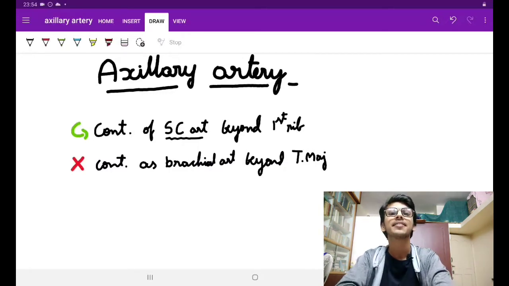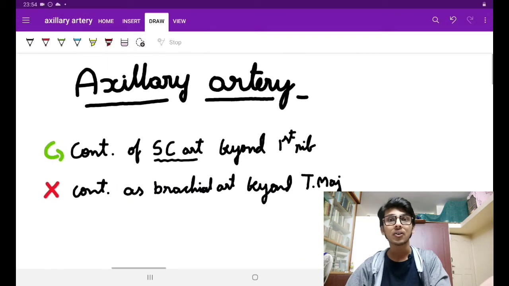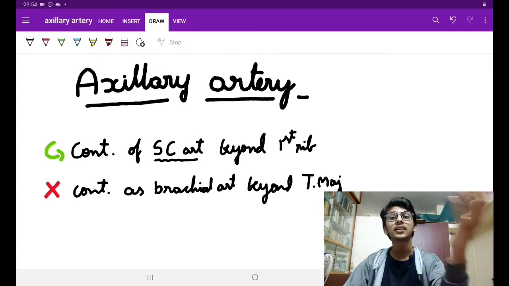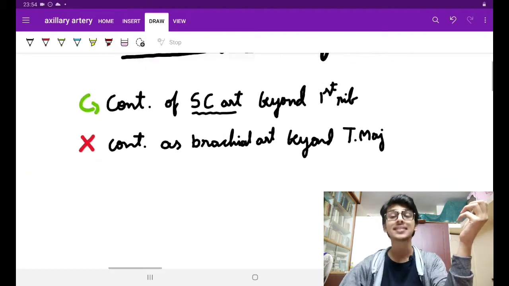Guys, the anatomical definition of the axillary artery is the continuation of the subclavian artery from the outer border of the first rib till the lower border of teres major muscle. The origin of the axillary artery is from the outer border of the first rib, and the termination is at the lower border of teres major. Okay, let's see how that happens.